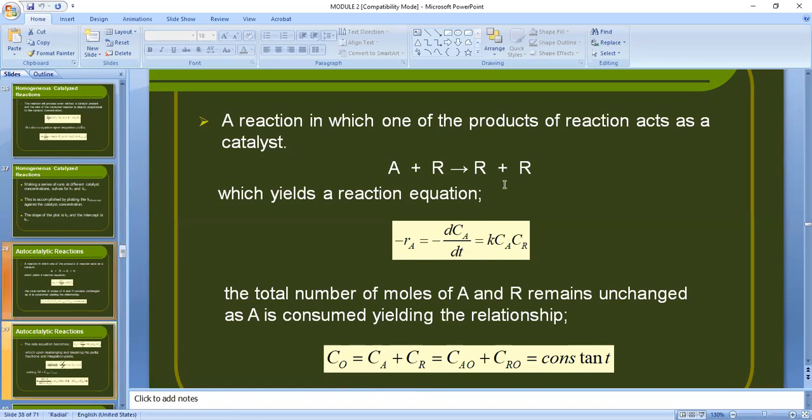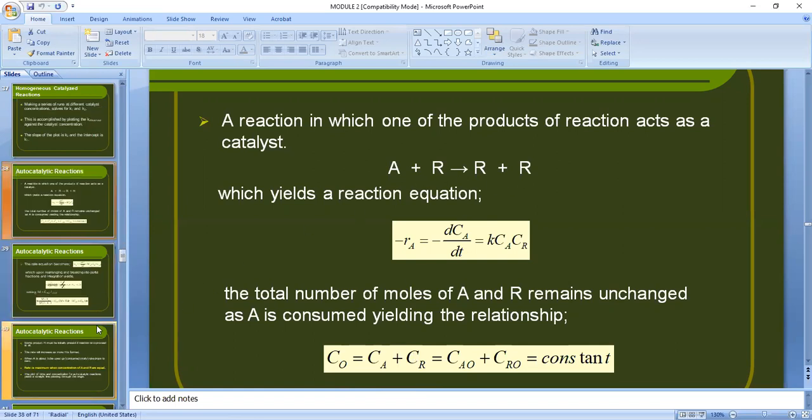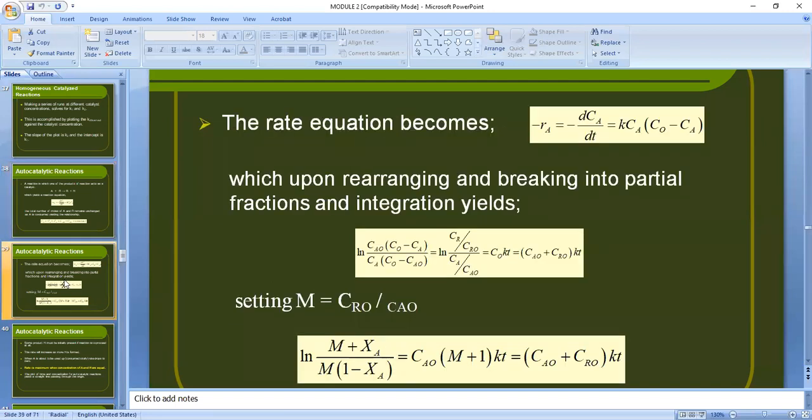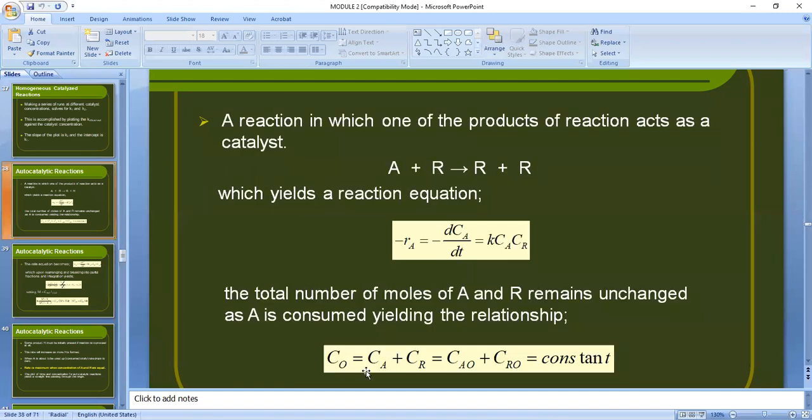In here, there's no need for you to write any net rate equation because you only have one equation. You only have one stoichiometric equation. So from in here, you can see that the sum of the initial concentrations will be equal to the sum of the final concentrations. Let's say we will represent it as C sub O.